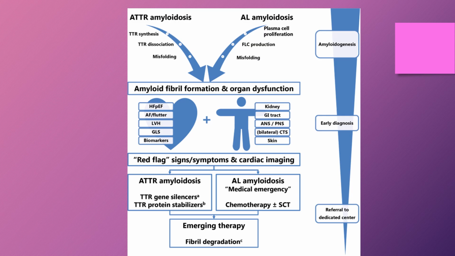AL amyloidosis tends to be a medical emergency, but the ATTR amyloidosis can be treated with gene silencers and protein stabilizers. And then there are some emerging therapies for that as well. So patient management still is kind of a complex thing for patients with amyloidosis. There's not a lot of effective treatment plans or treatment options for them to slow down the accumulation or the impacts of the amyloidosis.